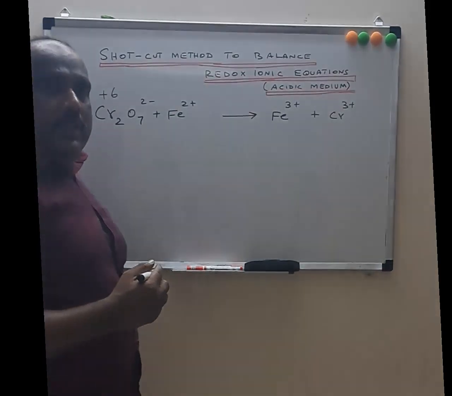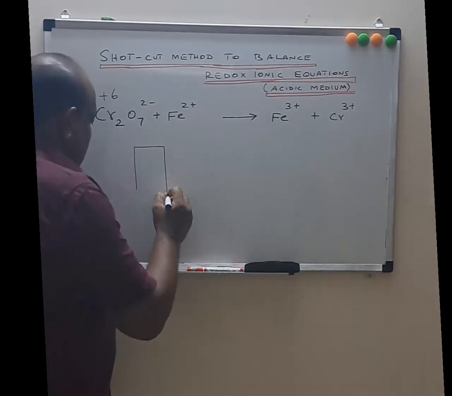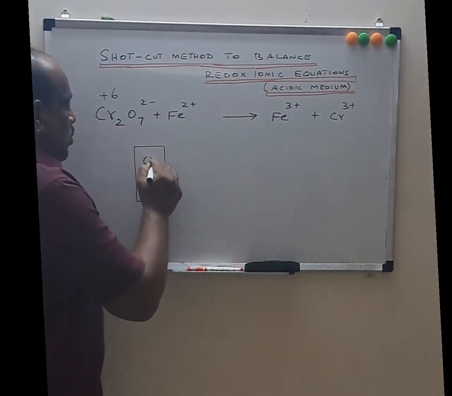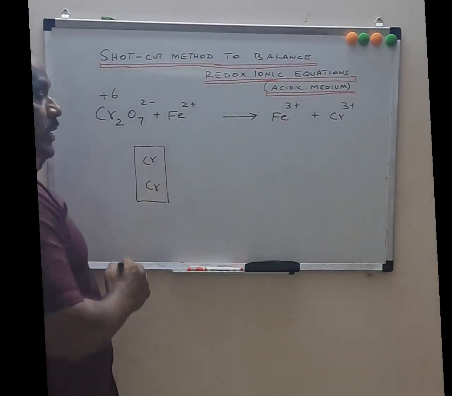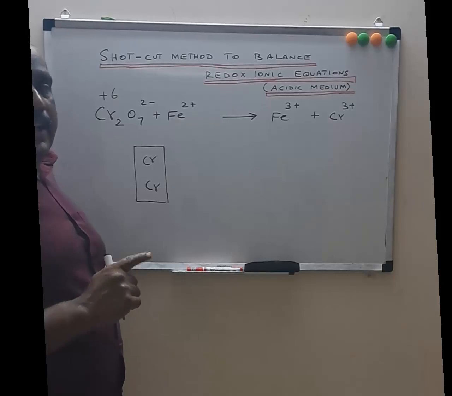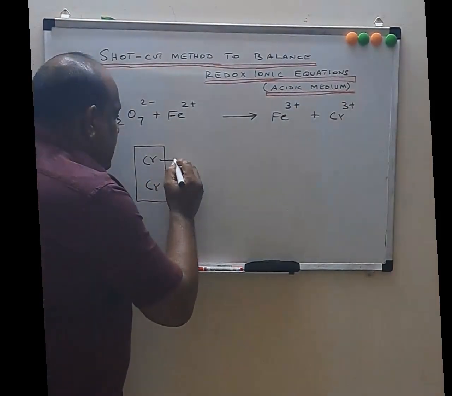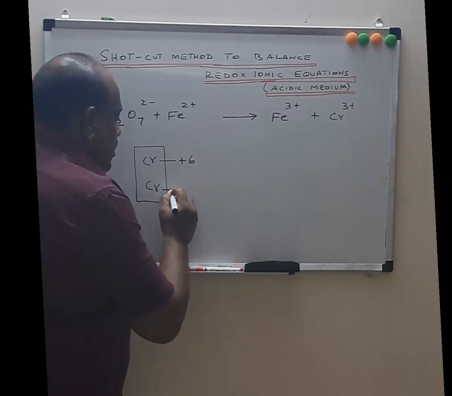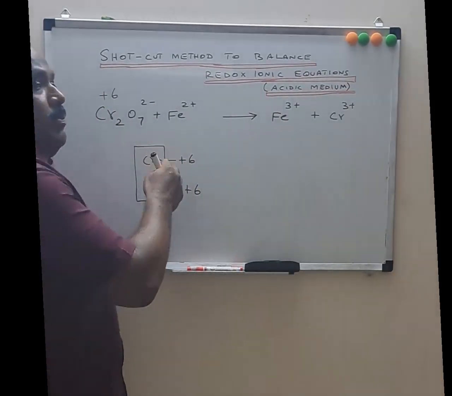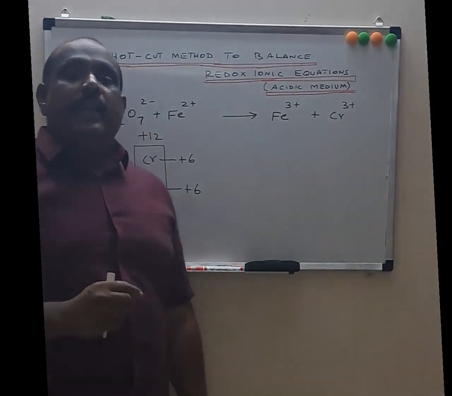Now the shortcut method starts. So here the chromium is there. How many chromiums are there? There are 2 chromiums. So you put 1 chromium, 1 chromium. Each chromium atom has a positive charge of plus 6. I told you that is for one single chromium atom. So this is plus 6. This is also plus 6. So what is the total charge of the 2 chromium atoms? It is plus 12.